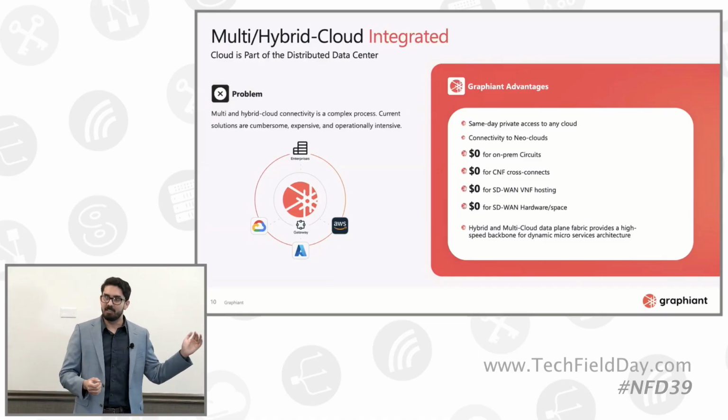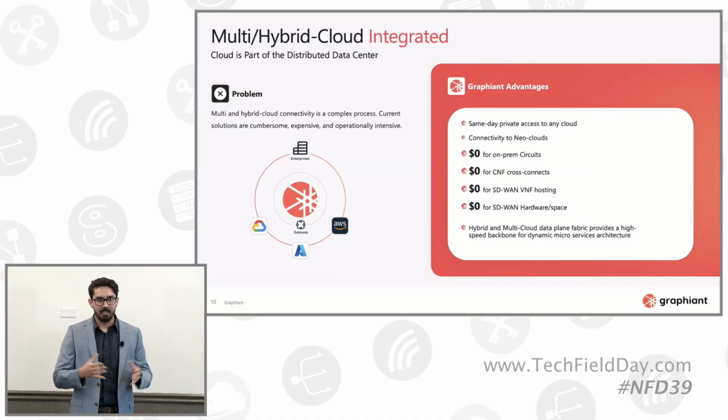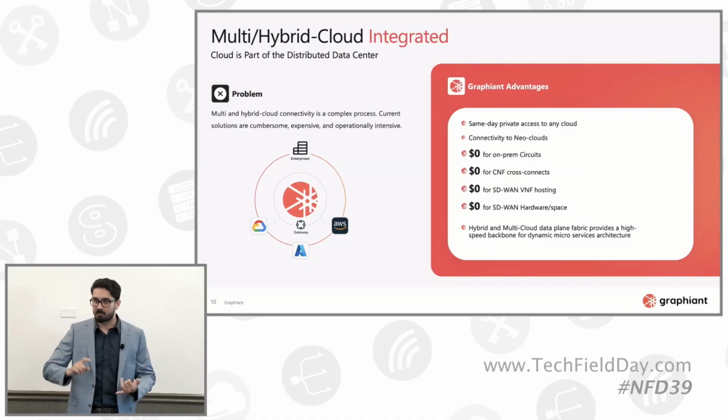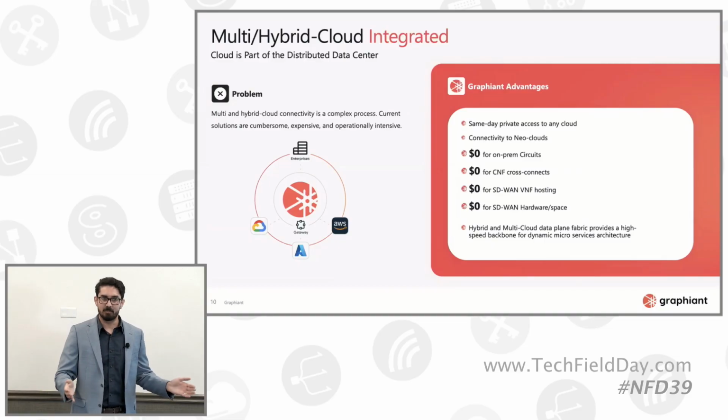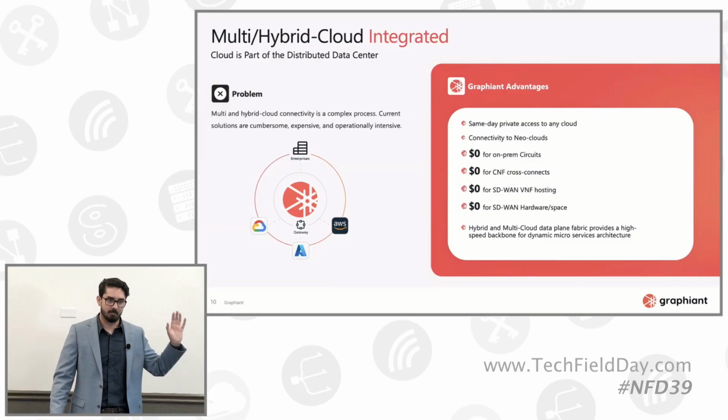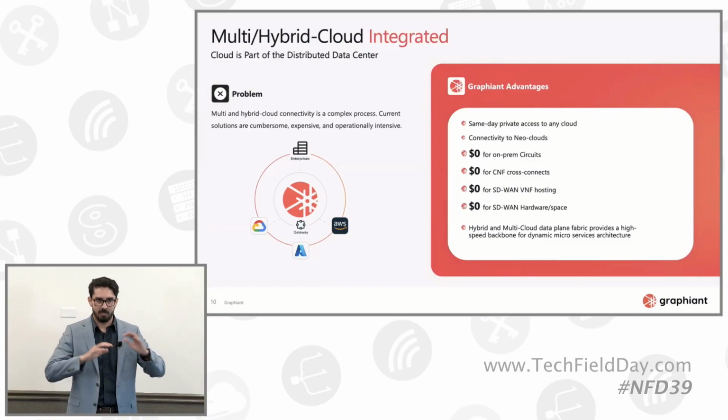The other key part here is there is no cost associated if you're using the Graphiant solution with connectivity into the cloud itself. You don't have to worry about cross connects within the Equinix space. You don't have to worry about spinning up VNFs. You don't need a virtual router running in that space that you have to pay for. All of this is covered within our solution itself. We care about the bandwidth you're using. We care about the network that you're consuming. We do not care about VNFs and VRFs or any of those.